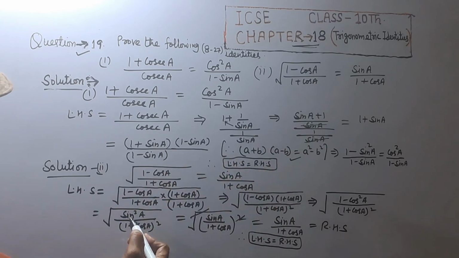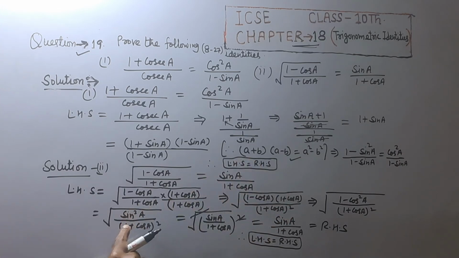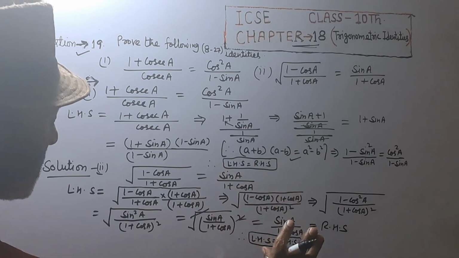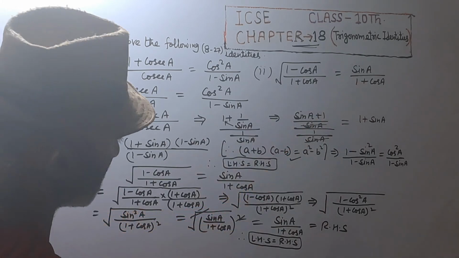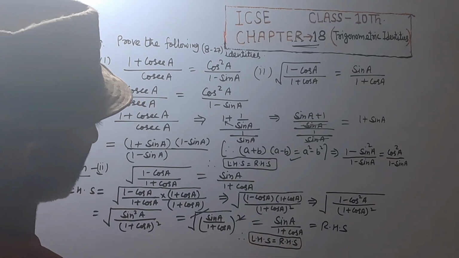When we have numerator square upon denominator square, then we can write numerator upon denominator raised to power 2 and root square is cancelled. So we get sin A upon 1 plus cos A, and sin A upon 1 plus cos A is the right hand side, so left hand side is equal to right hand side.